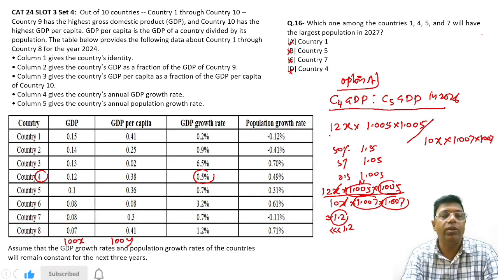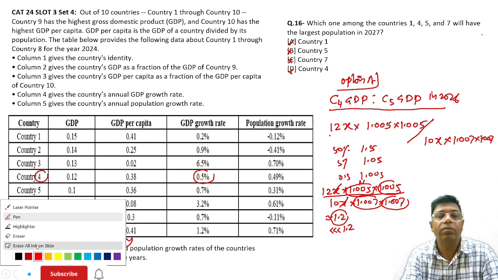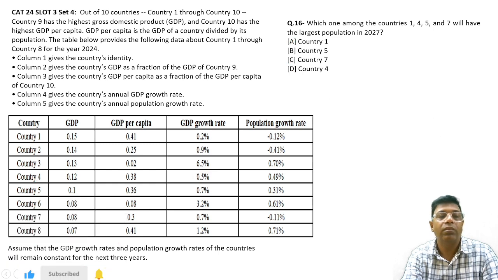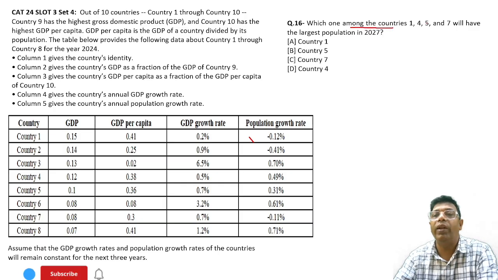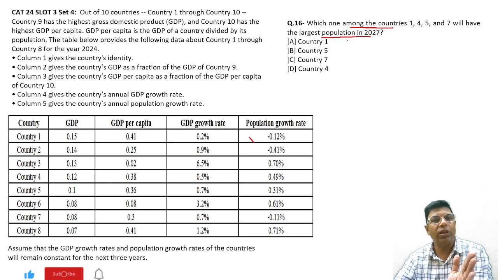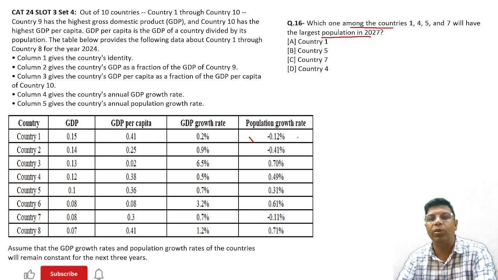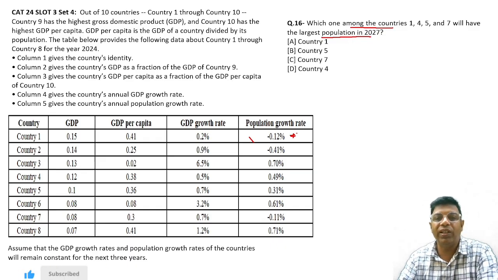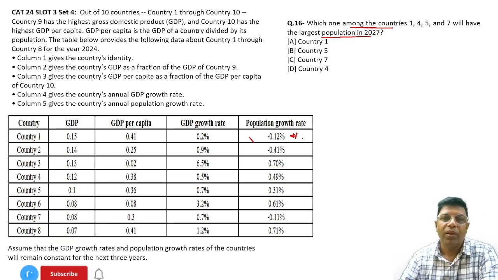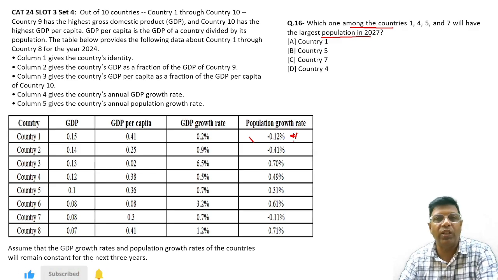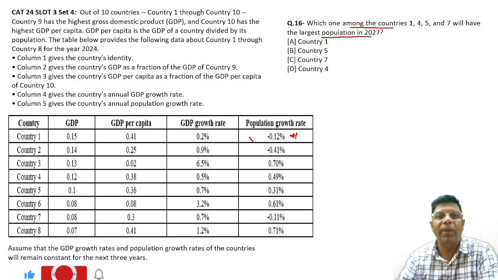So I think now this question says, let me erase the data. Which one among the countries 1, 4, 5, 7, 11 has the largest population in 2027? So you calculate population in 2024 and then again you have been given the population growth rate. Now if you look at it, these population growth rates are very insignificant. So maybe the country which has maximum population in 2024 is likely to have maximum population in 2027 also. But let's try to do it a little more.